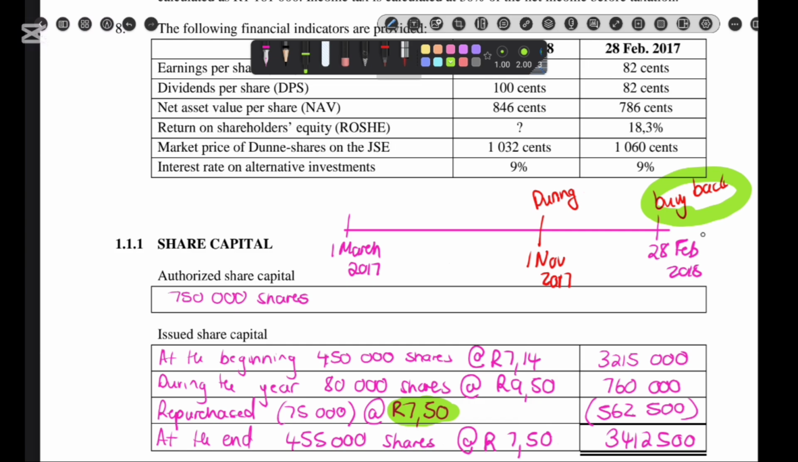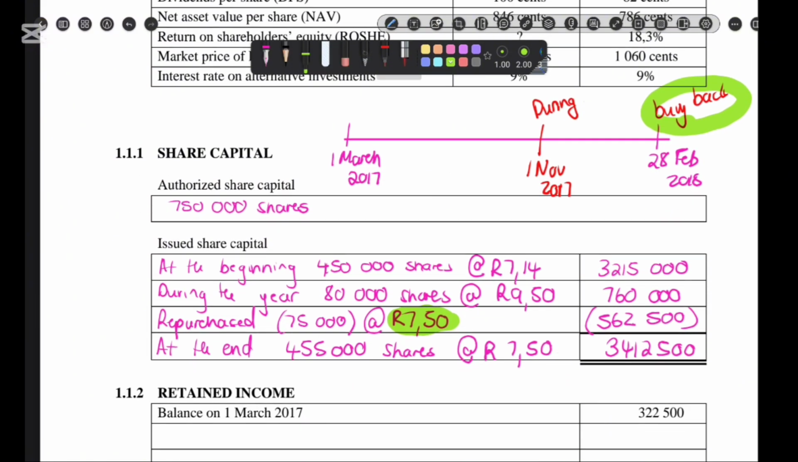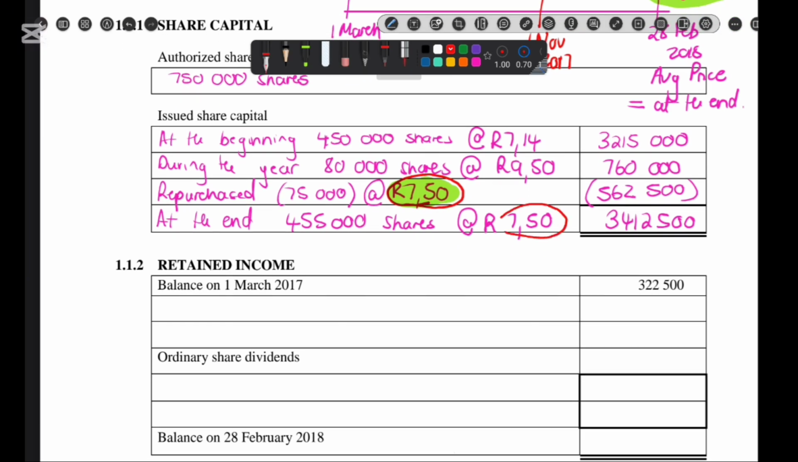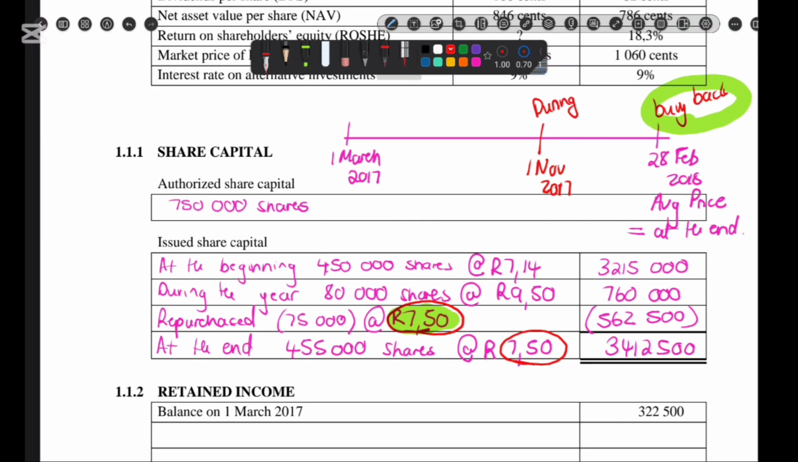2018. If your buyback happens after your during, this means that the average price of your buyback would be the same as the average price at the end of the year. So can you see that here? My average price of my buyback is 750, and it's exactly the same as the one at the end of the year because my buyback happened after my during. So this means that my calculations were correct because my buyback average price and my average price at the end of the year are exactly the same.